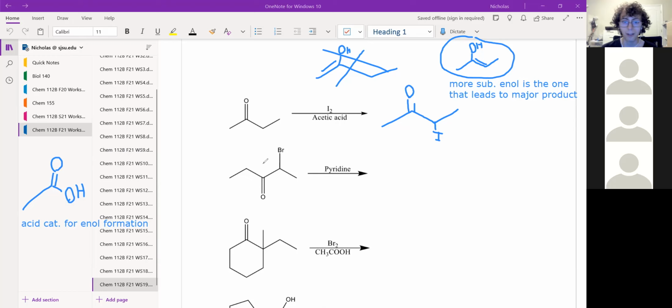Next one, we have a carbonyl, and we have a bromine, and we're adding pyridine to it. What can pyridine behave as? I'll go ahead and draw it, but you can also tell me before I finish drawing. It looks like this. Yep, it can be a base.